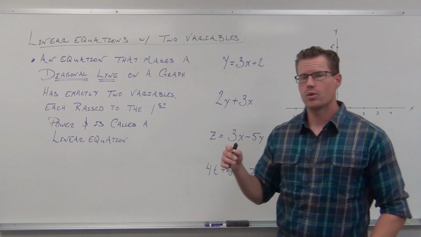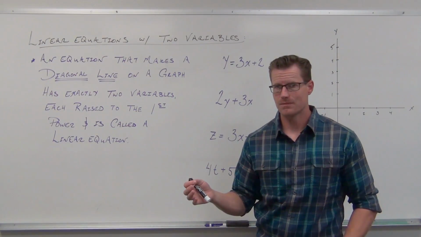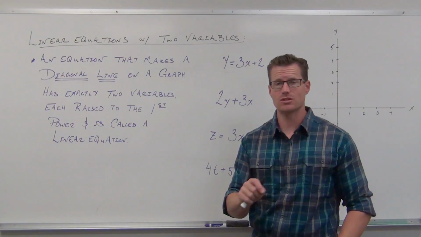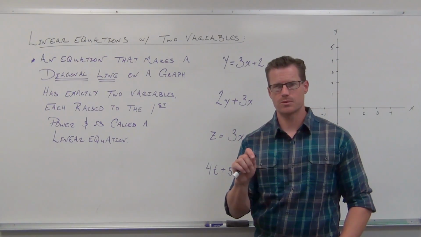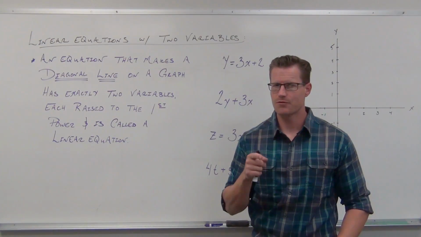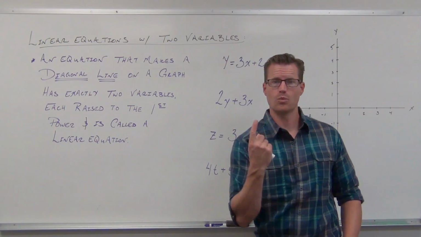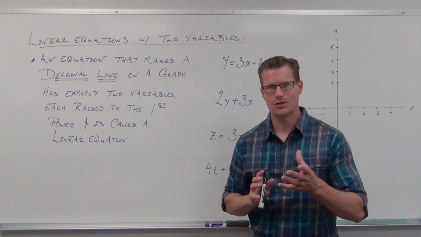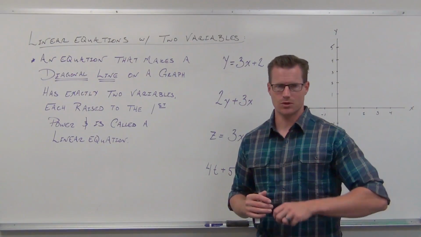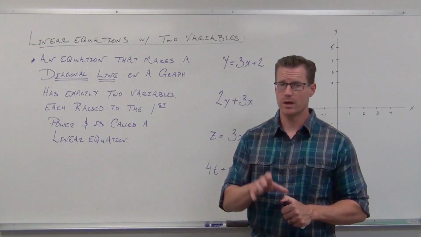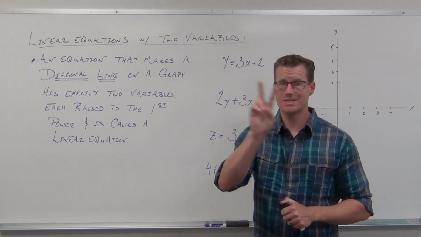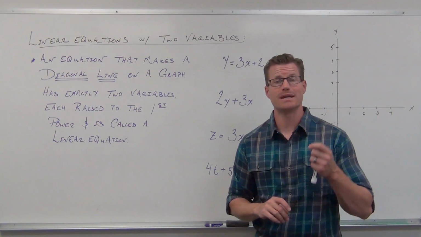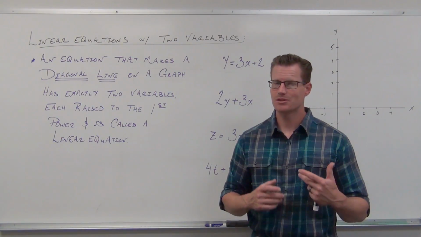Firstly, any equation that makes a diagonal line on a graph is going to have exactly two variables. It's going to be an equation. It's going to have exactly two variables, and those variables are going to be raised to the first power. This should sound familiar because we talked about linear equations in one variable already and how to solve them. So now we're saying, what if they have two variables? What's that going to make? And here's what we're learning. Linear equations are equations that have two different variables. Each one's raised to the first power still, and they are going to make diagonal lines when we graph them. So that's kind of cool.